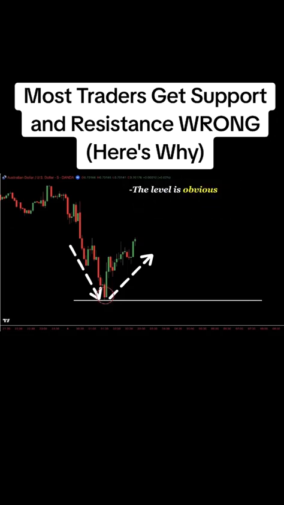First, the level is obvious. You don't need to spend time searching for it. It stands out immediately. Second, it has been respected recently, which means it is still fresh and relevant. Third, it aligns with a major swing low, while the level above represents a major swing high. With these criteria combined, we can say this is a high-quality support level. Now look at what happens next.